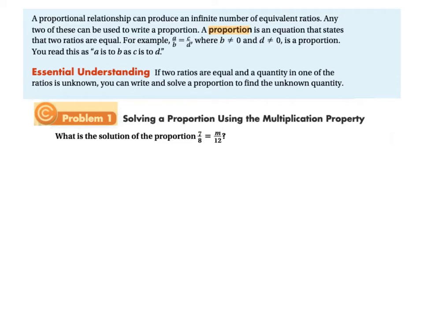Okay, so here's the idea. There's this idea of a proportional relationship, and what this says here is that it can produce an infinite number of equivalent ratios. And the idea here is this: if I was going to make a recipe and it said add 2 tablespoons of butter for every cup of flour, then if I doubled the recipe, I would put 4 tablespoons of butter and 2 cups of flour, right?